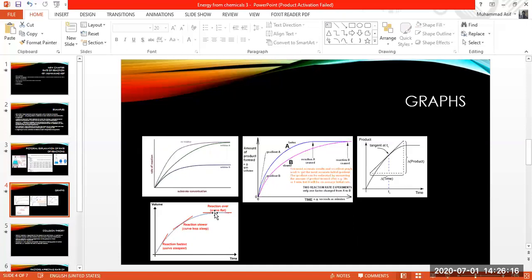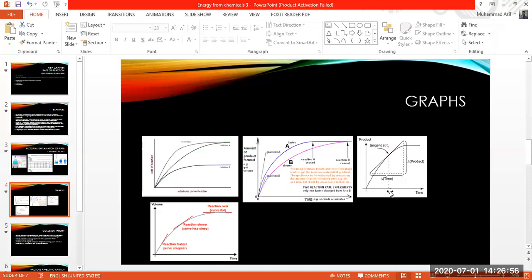Whenever the curve becomes horizontal to the time axis, it means that the reaction has stopped. If we divide the total change in concentration or volume by the total time taken for the completion of the reaction, then we will get the average rate of reaction. But if we want to find out the rate of reaction at a particular instant, then such a type of graph we will plot.